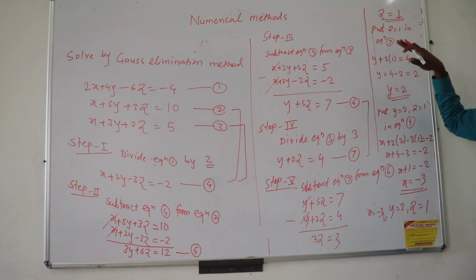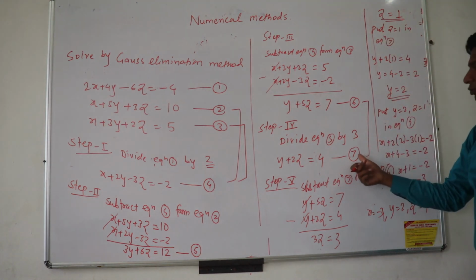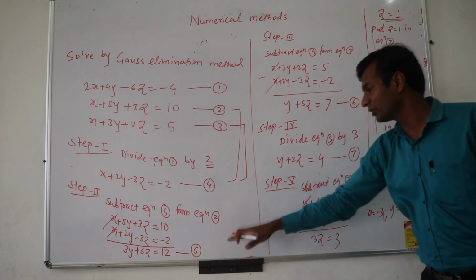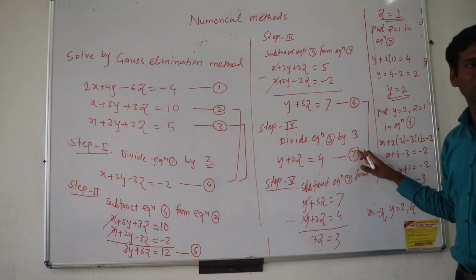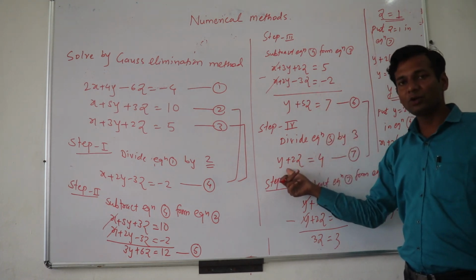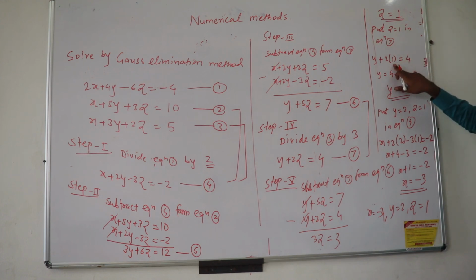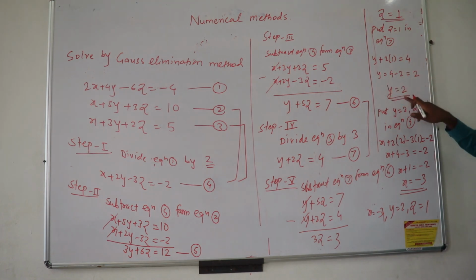Back substitution is used here. So put z is equal to 1 in equation 7. We can put it in any one of them, equation 5 also, 6 also, 7 also. Put the value of z anywhere, then we get the value of y. So here I put z is equal to 1 in equation 7. Then we get y is equal to 2.